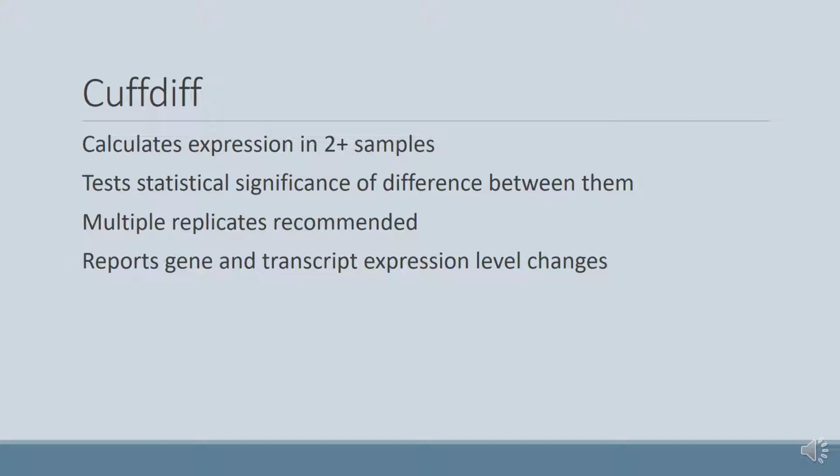CUF-DIF calculates expression in 2 or more samples. It takes the final assembled transcriptome and maps reads to find differential expression. It groups together isoforms of genes that have the same transcription start site, and therefore can calculate the total expression of a transcription start site group by adding up the isoform expressions.